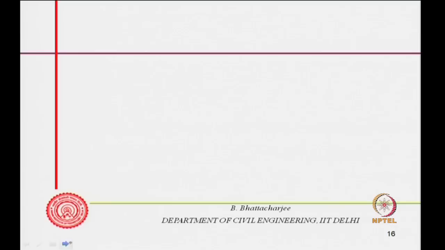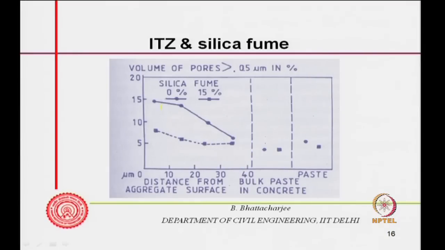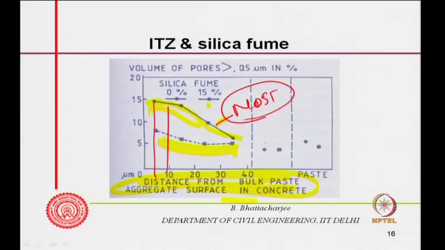Let us see how it does that. So, the ITZ will be improved. It has been observed, comparing 0% silica fume and 15% silica fume, that this is the distance from the bulk paste to the aggregate surface, against the volume of pores. The paste close to the aggregate with 0% silica fume has high porosity. Close to the interface, within about 5 to 10 microns, with no SF you have high porosity.